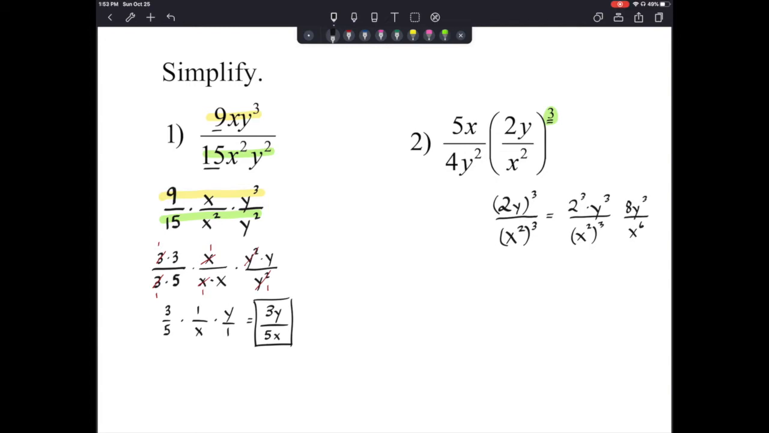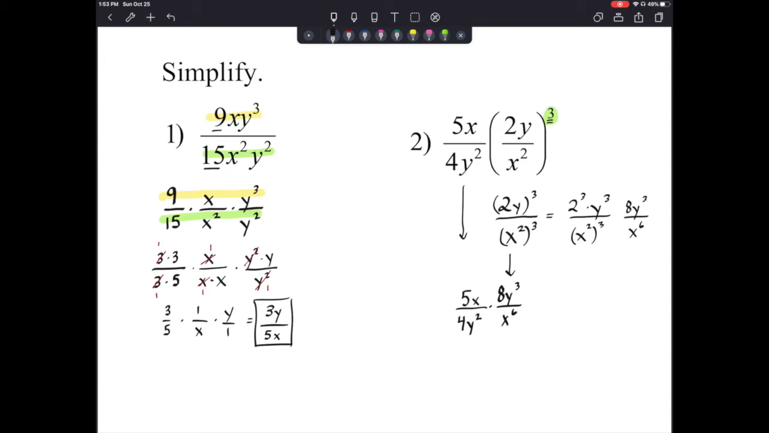Okay, so let's go ahead and rewrite this now down as 8y to the third over x to the sixth. I'm going to bring down the other side here. We've got 5x over 4y squared. Now you have options here. You could either simplify, then multiply, or you could multiply, then simplify.